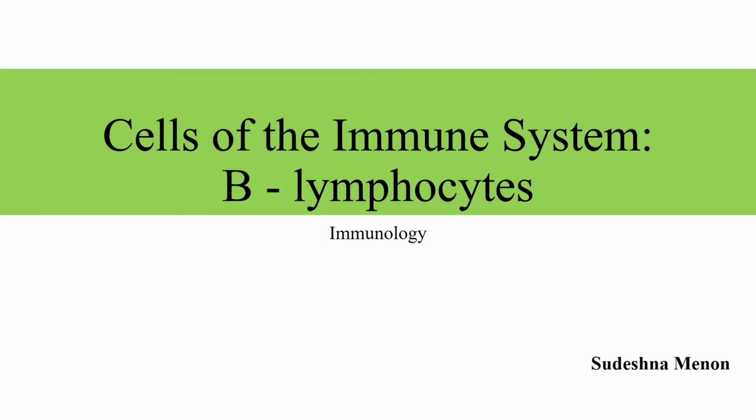Cells of the immune system. In this session, the focus majorly will be on B lymphocytes, a cell type of the immune system which is responsible for humoral immunity. And interestingly, what has been observed is that the B cells are able to be a link between innate immunity and adaptive immunity. So let us look at the learning outcomes of this session.